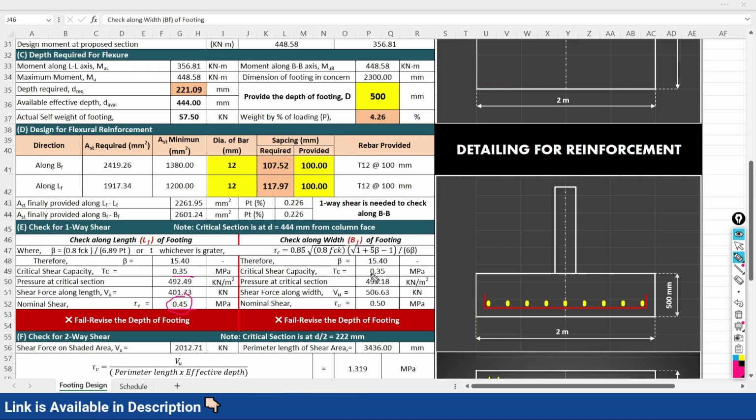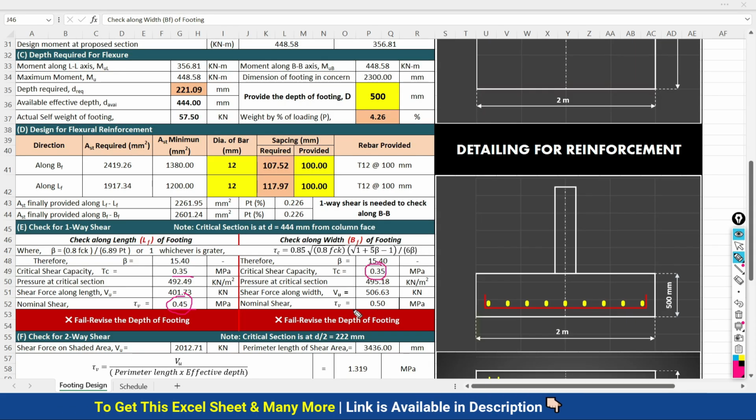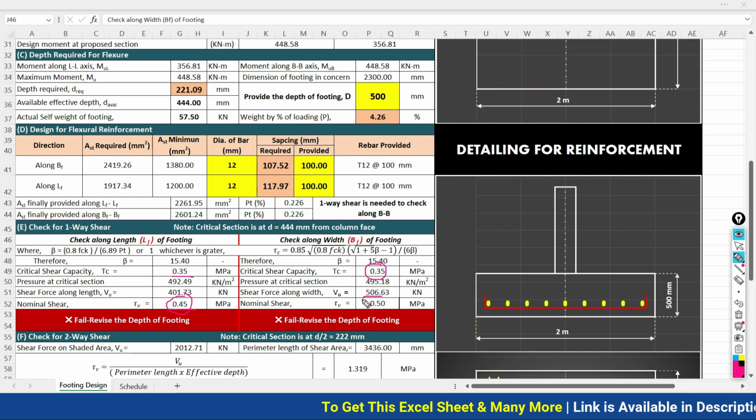And along the width of the footing, here what is given? The critical shear is 0.35 and your actual shear which is coming on your footing due to the loading is 0.5.